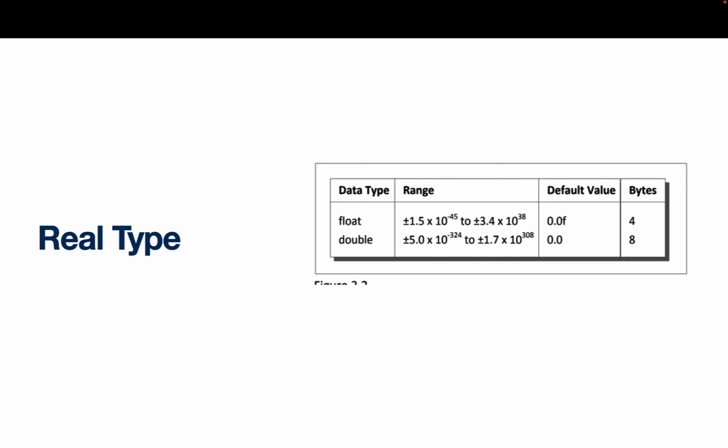Now real type could be a float or double. The difference is in the range that they cover, or the bytes occupied by each. So let's go back to the editor. I can quickly show you how these both look.